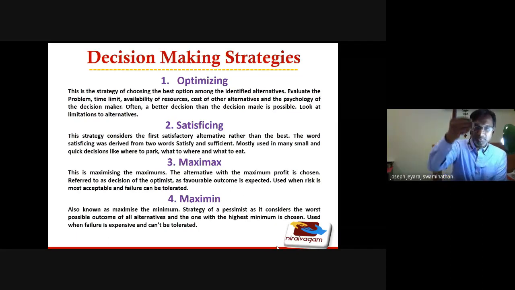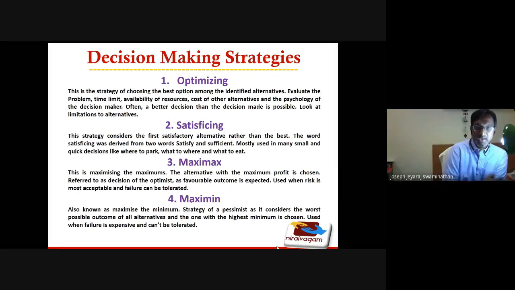You see the opposites, maximax and maximin. Maximax is positive, maximin is slightly a negative way of looking at it. Satisficing, optimizing. There are 4 decision-making strategies. Okay.